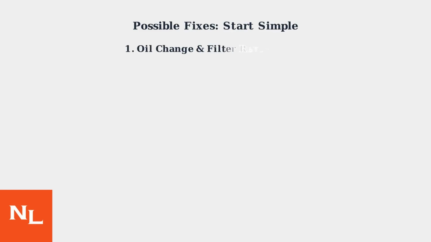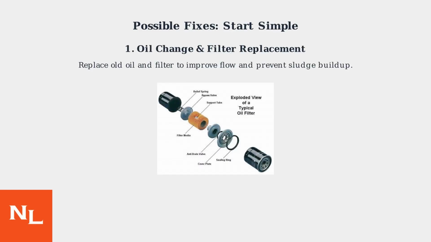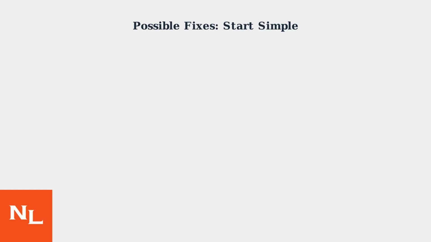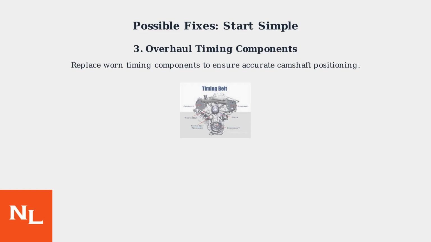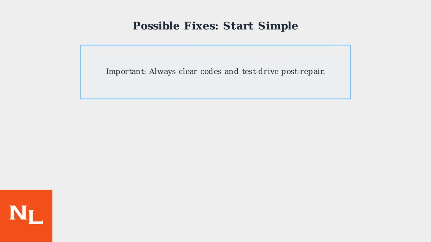When dealing with the P0024 code, start with the simplest fixes first. Begin with a basic oil change and filter replacement to ensure proper oil flow. If the solenoid is suspected to be faulty, replace the VVT solenoid. This component controls camshaft timing and can become clogged or stuck. In more severe cases, overhauling timing components like the chain, belt, or sprockets may be necessary to fix underlying mechanical issues. After any repair, always clear the diagnostic codes using an OBD2 scanner and test drive the vehicle to verify the fix. Real-world examples show how P0024 affects different vehicles and the importance of timely maintenance.